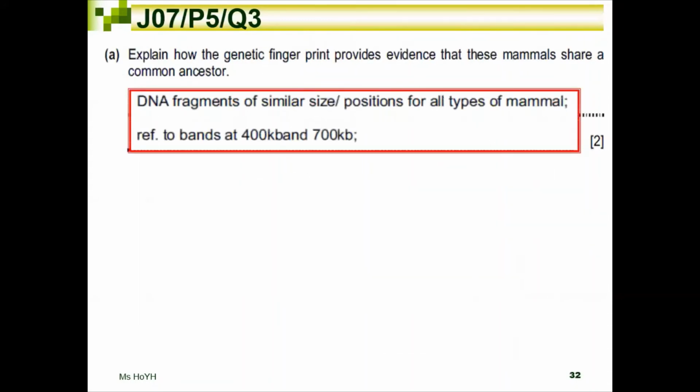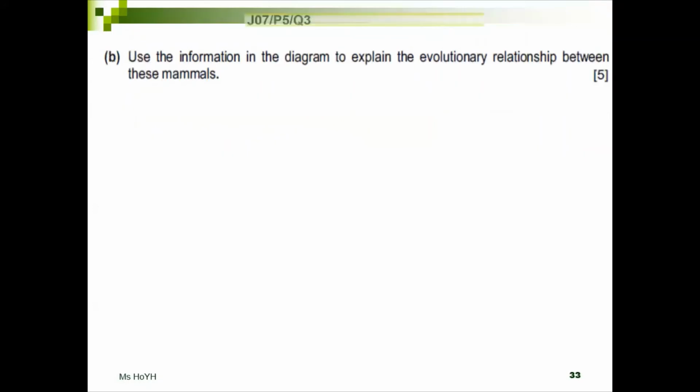So let's look at the mark scheme. So the DNA fragments of similar sizes. So you can find DNA fragment of similar sizes or similar position of the band. Okay. And then refer to location 400 to 700 kb. That means any value within this range is correct already. Okay, next question. Use the information in the diagram to explain the evolutionary relationship between these mammals. 5 marks. That means use the data that you have to do conclusion.